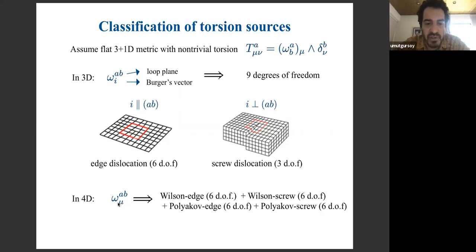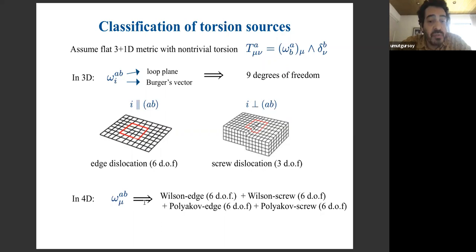It becomes a 4-dimensional object, and here this AB is essentially on, sorry, 6 different planes, and that becomes essentially 6 times 4. There are 24 degrees of freedom, and there are the analogous H dislocations and screw dislocations when this AB is spatial indices. So that I would call Wilson H dislocations. There are 6 of them, and there are the Wilson screw dislocations.